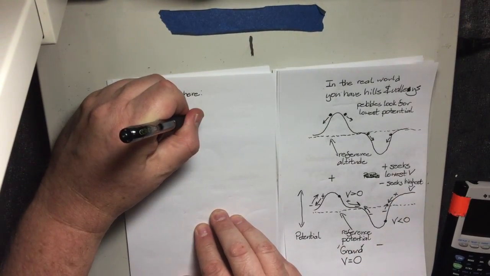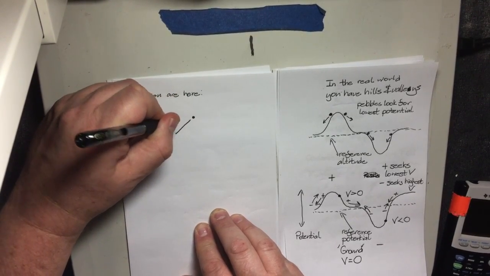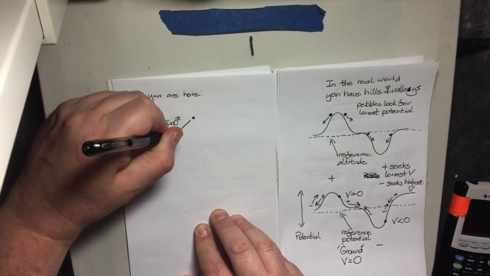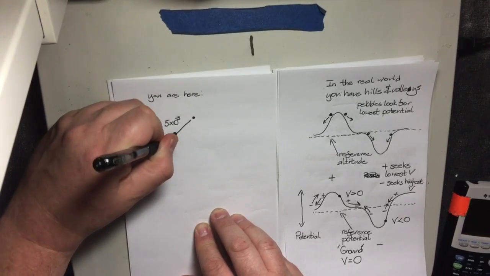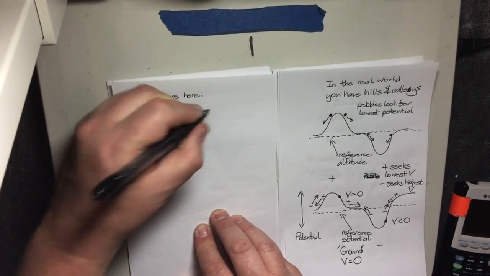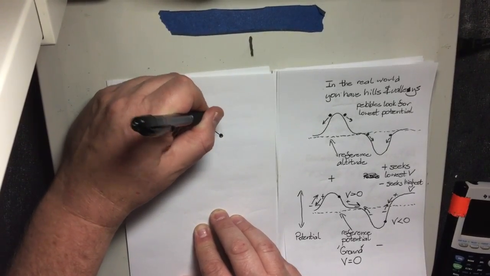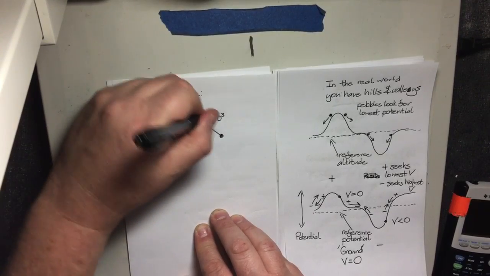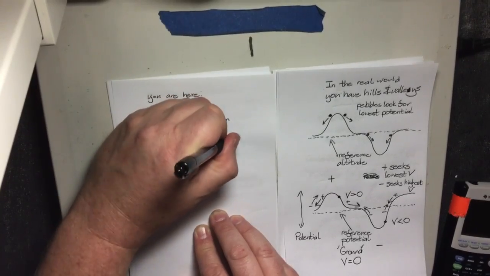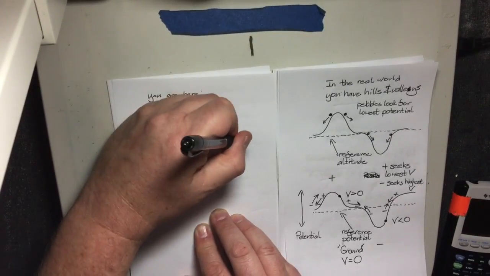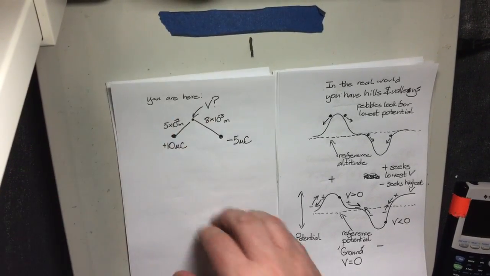So you are here, and you are 5 millimeters away from a positive 10 microcoulomb charge, and you are 8 millimeters away from a negative 5 microcoulomb charge. What is the potential at that point?